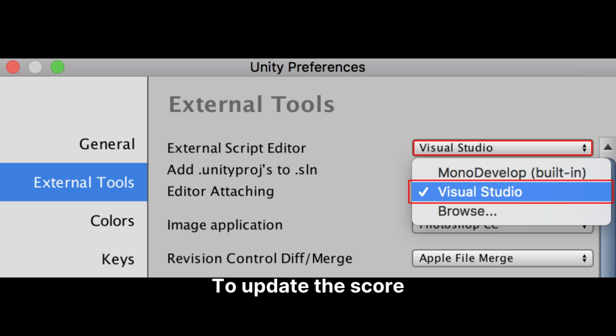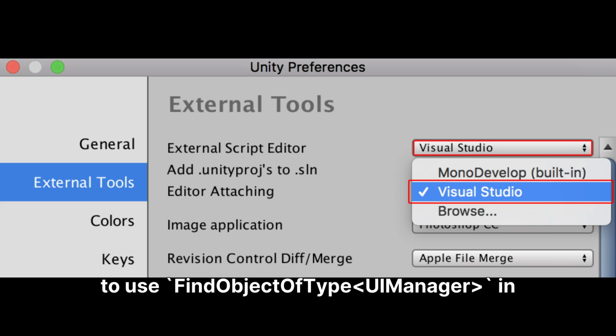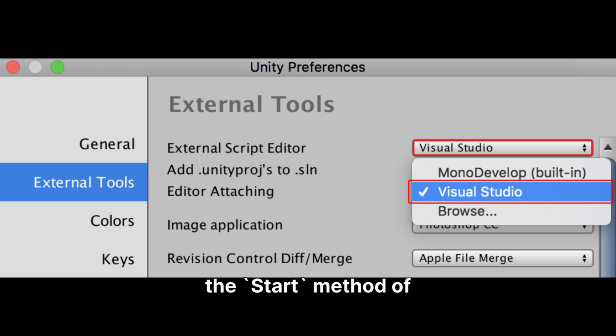To update the score from other game scripts, you need a way to access the UIManager. One common approach is to use FindObjectOfType<UIManager> in the Start method of the script that needs to add points. Remember to cache this reference for performance.